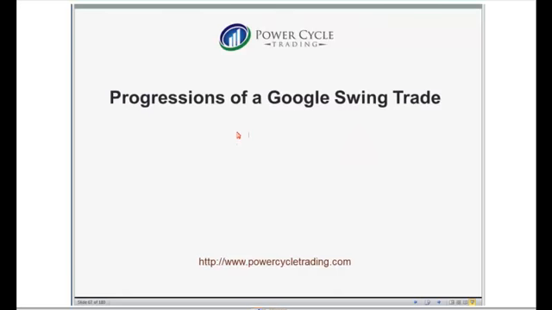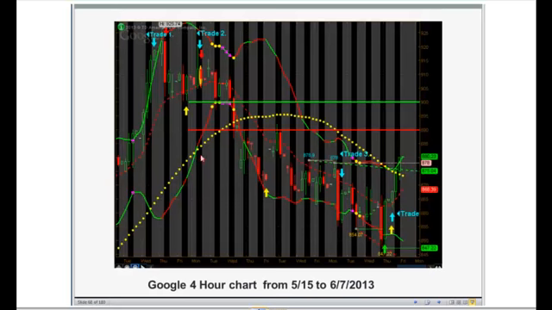Here's another trade that I did. This is what I call progressions of a Google swing trade. What I like to do is follow certain stocks, and I'll follow Google, Apple, and a few others. And then when they start moving, I'll do a number of different trades on them using weekly options. So I'll go through these pretty fast. This was back, Google.